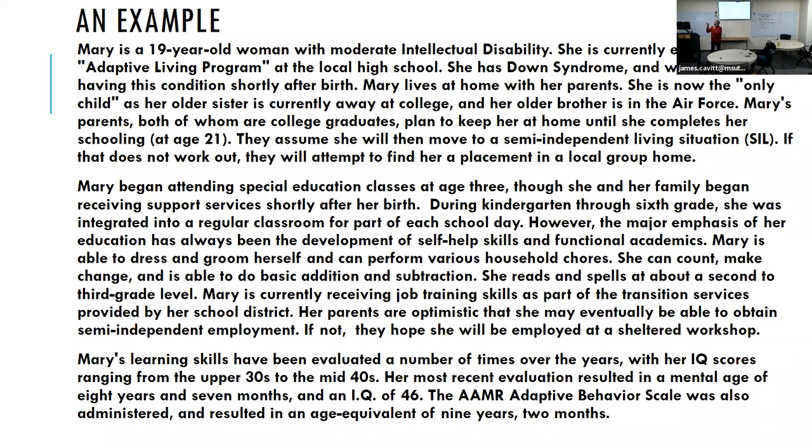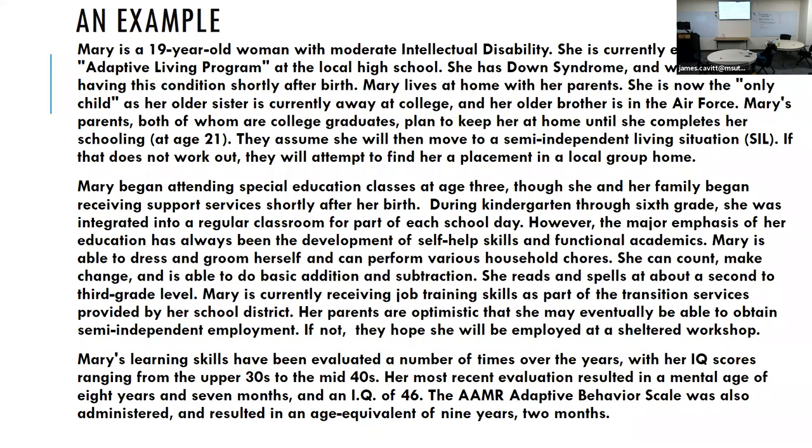She's 19, she has a 40 IQ. She's enrolled in an adaptive living program, a life skills program at a high school. She has Down syndrome and was identified as having the condition shortly after birth. She lives with her parents, and they're looking at what things could be in the future. She'll move to a semi-independent living arrangement, but it'll still be a supervised group home. These are situations where individuals live in a regular environment, with a six-bed facility just out in the town. And so it's more like a home situation.